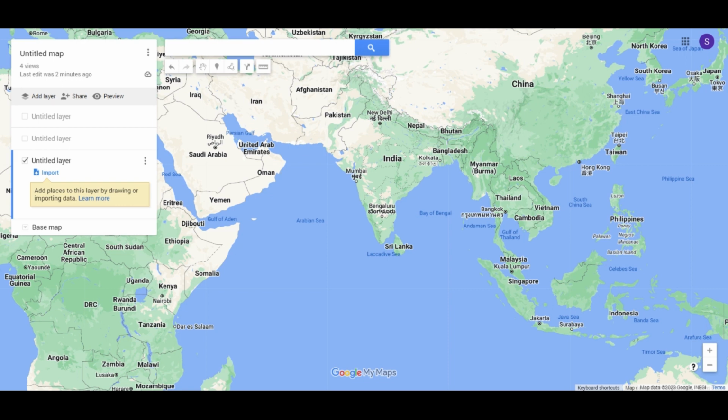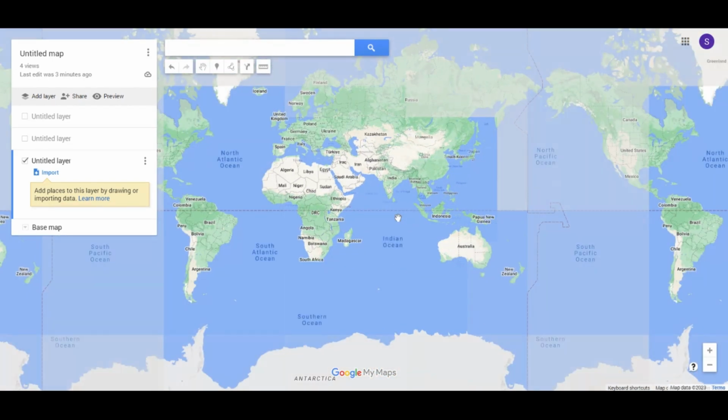We don't know about the full Earth. We know about the Earth only 15 percent. The other 85 percent we don't know. You will see the other 85 percent in this series. First, this is the Google Map.